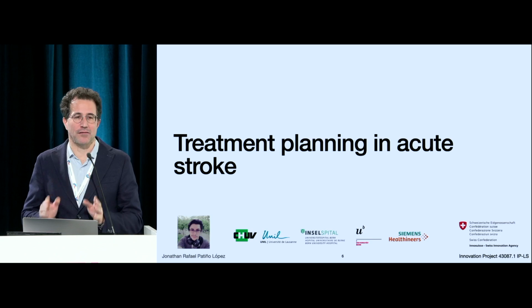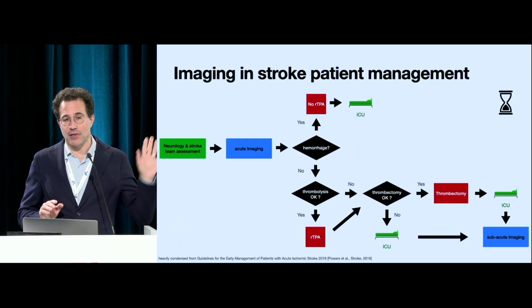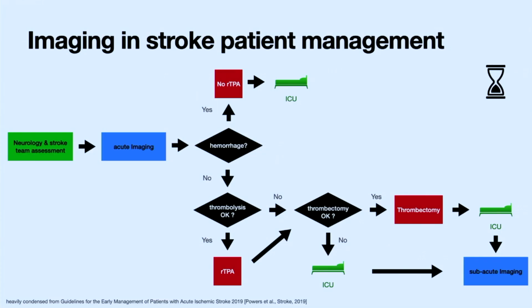So how does imaging figure in stroke and in acute stroke? This is the pathway, if we start from left to right, that you follow when a patient arrives at the hospital for acute stroke. First, they're evaluated by the neuro team and the stroke team. And then, just after that, you have the acute imaging. Based on the acute imaging, you then decide on the triage. So the first thing you do is you check the imaging for hemorrhage. If it's hemorrhagic stroke, well, there aren't that many options. Basically, give no treatment, stay in the ICU.